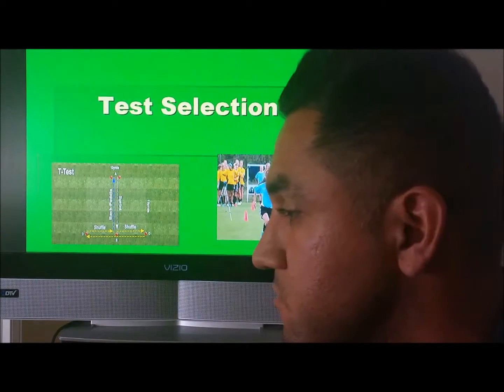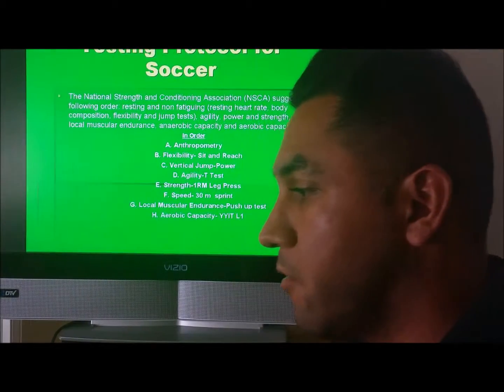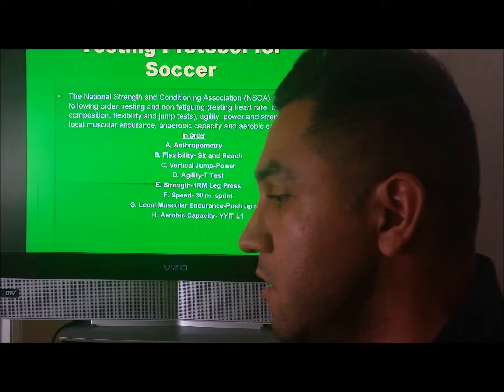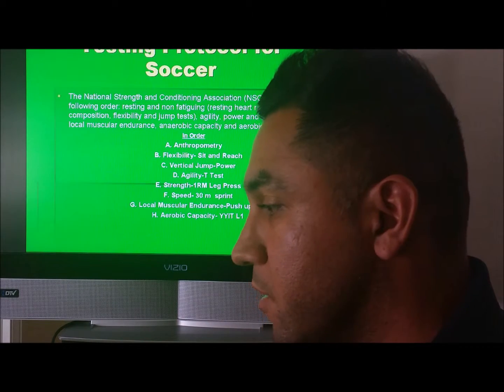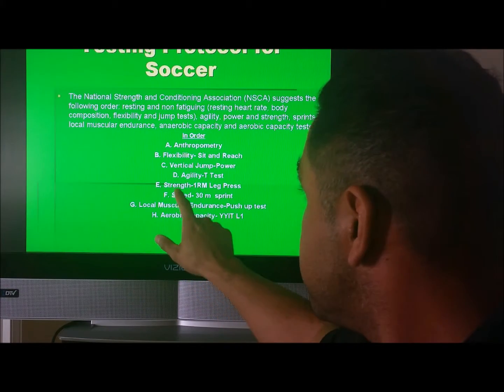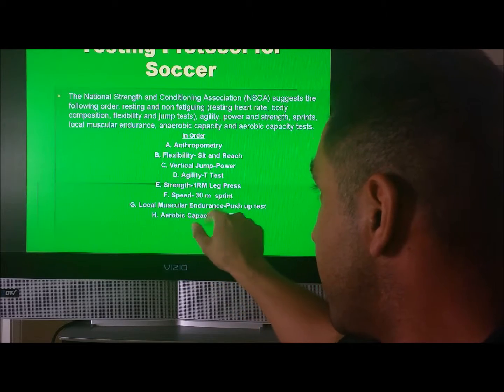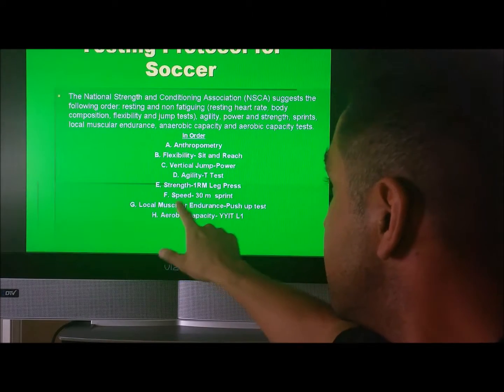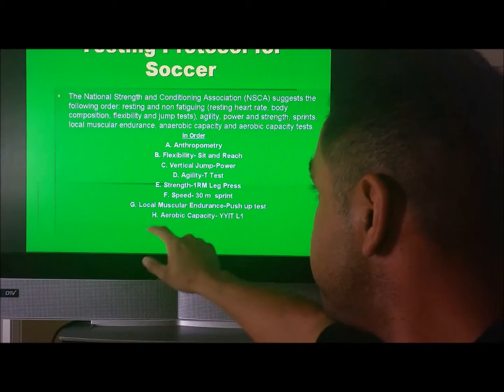So we're going to go on a test selection. Just nice and easy, we're going to go in order: anthropometry, flexibility, vert jump. We're going to do power, the vert jump for power, agility, T-test. And then we're going to go for strength, 1 RM leg press, speed, 30-meter sprint.